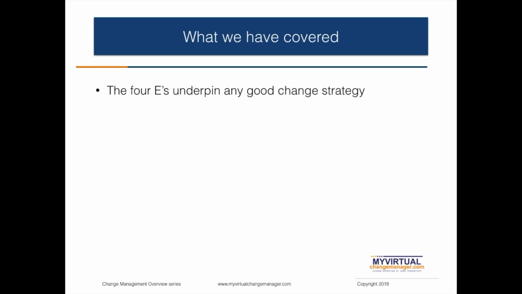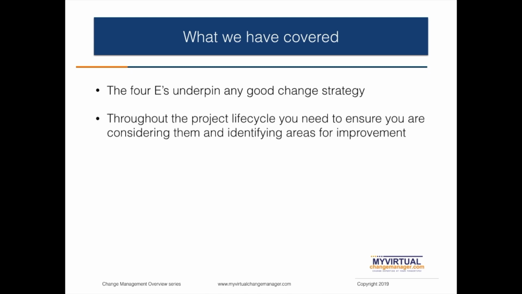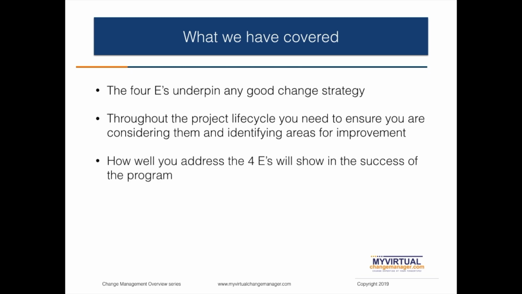Effectiveness, so were the stakeholders at the actual table? And how was the emotional intelligence of those who were leading the change? And where were the areas where it could have been improved? Throughout the project lifecycle, you need to ensure that you're considering the 4 E's and identify areas for improvement. And how well you address the 4 E's will show in the success of the program.